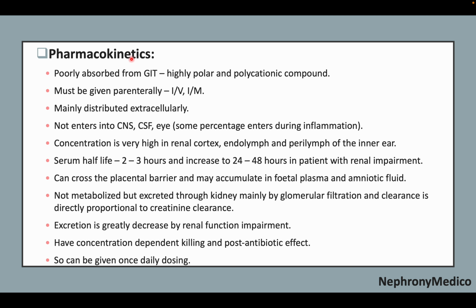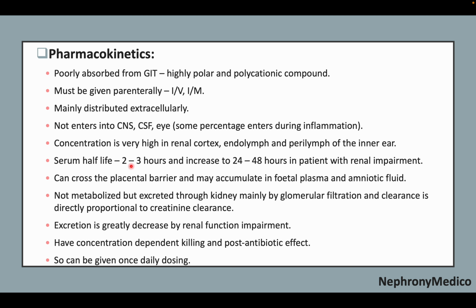Now, pharmacokinetics: the drug is poorly absorbed from the GIT because it is a highly polar and polycationic compound. It must be given parenterally by IV or IM, and it is mainly distributed extracellularly. It does not penetrate into the CNS, CSF, and eye. The concentration is very high in the renal cortex, and in the endolymph and perilymph of the inner ear.